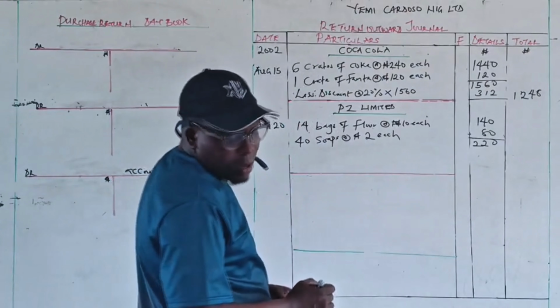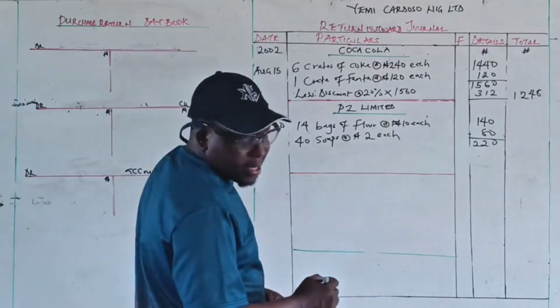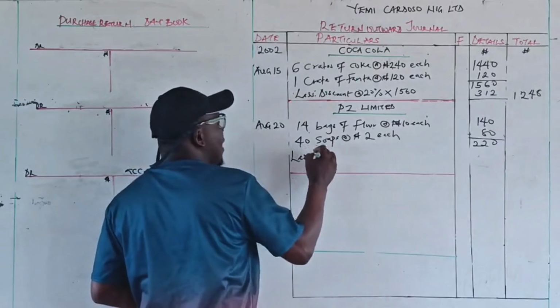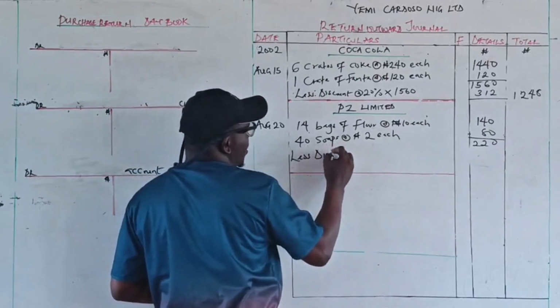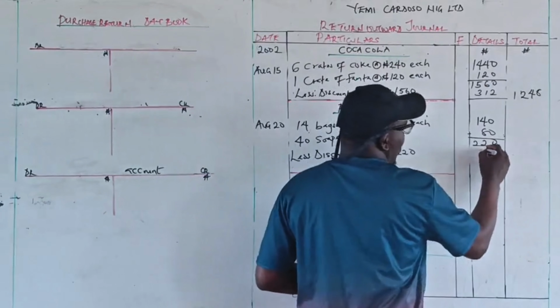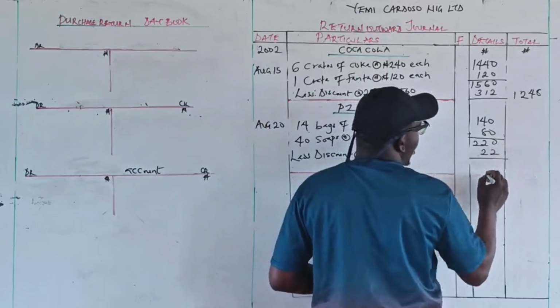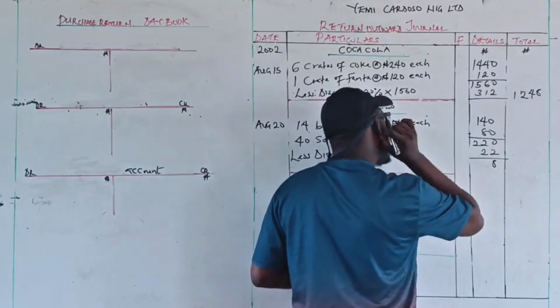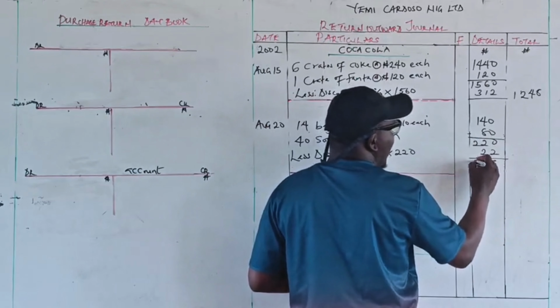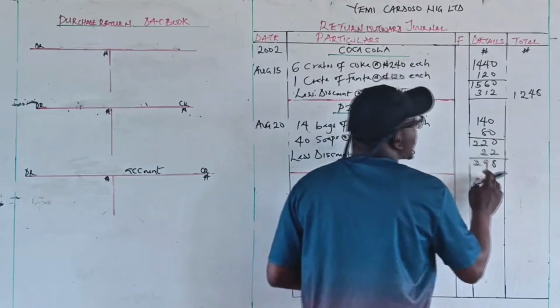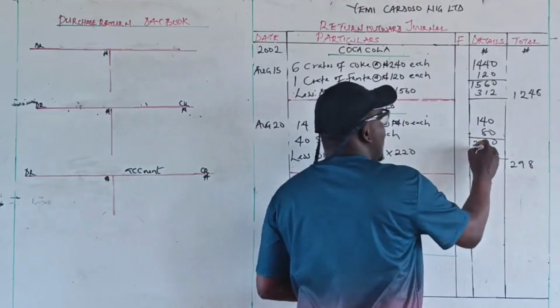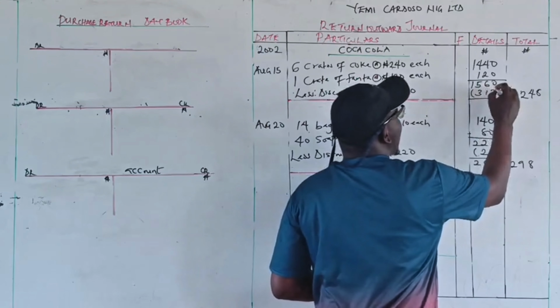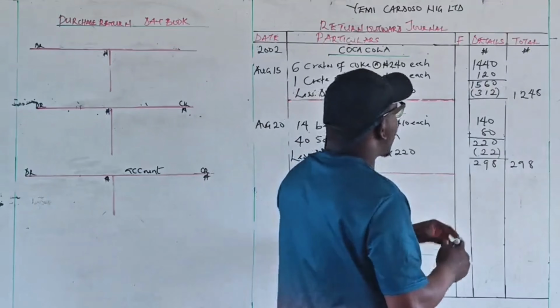Charging 10% discount, we are going to have less discount at 10% of 220 naira, which will give us 22 naira. So taking out this, you have 8. 11 minus 2, you have 9. And you have 2. So this figure, I'm bringing it out here, 198, which is the amount that we have left after taking off our discount.